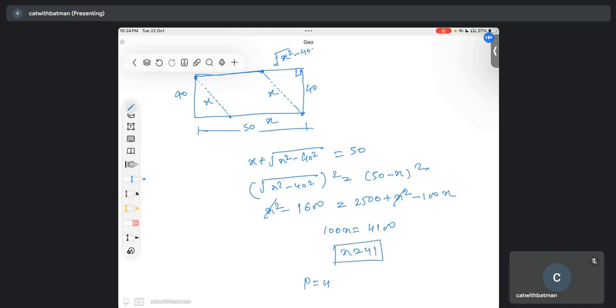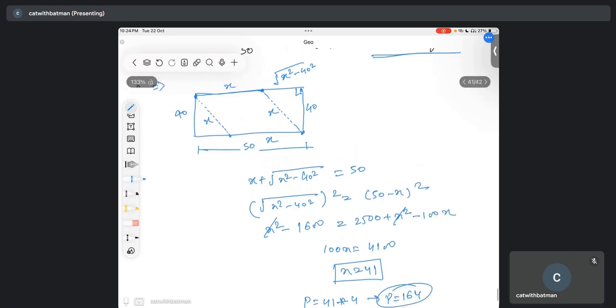So that would make your perimeter equal to 41 multiplied by 4. That is P equals 164. And that is your answer. Right? Cool. Let's solve another question.